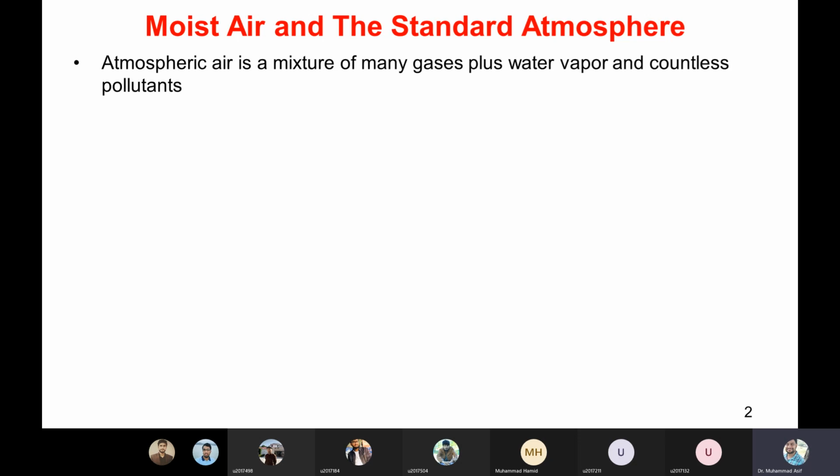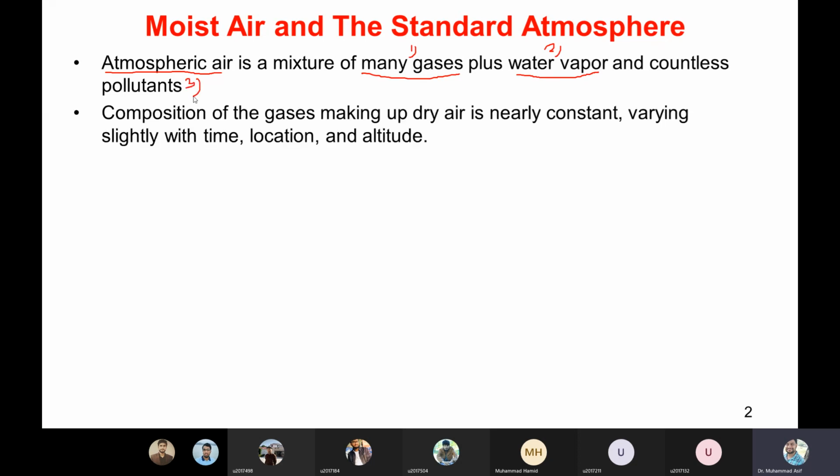When we say the atmosphere, we know that the atmospheric air is a mixture of many gases plus water vapors and numerous pollutants. Right. So basically, when we say our atmospheric air, it is mainly composed of three constituents: water vapors, many gases, and maybe some pollutants that include the dust particles. So mainly we have the three main components, right?